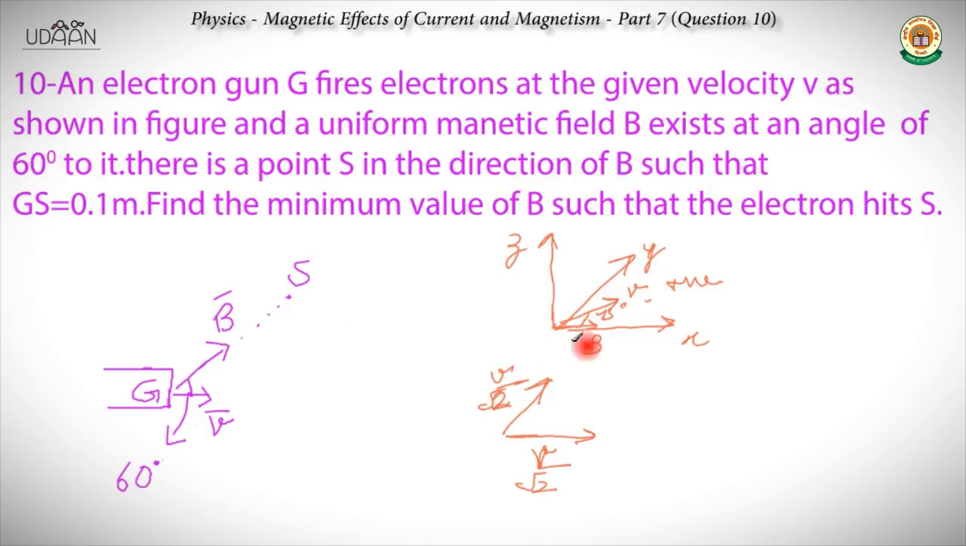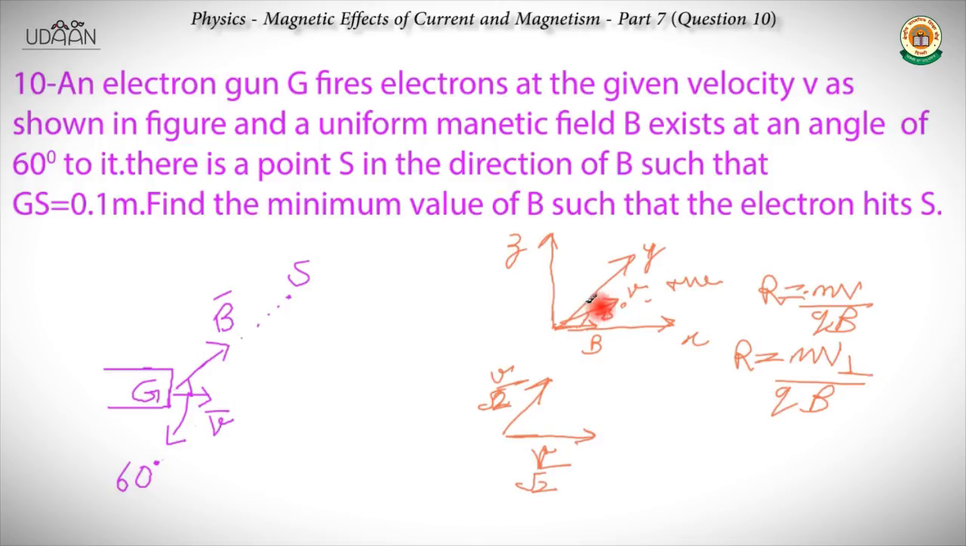So see, this component which is perpendicular to B, this will be responsible for the circular motion or contributing to the radius. We had seen before that R equals mV by qB. In this case, the radius will be m into V perpendicular divided by q into B. So this is V perpendicular basically.